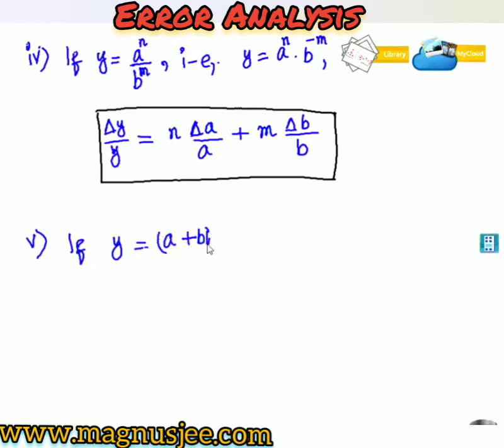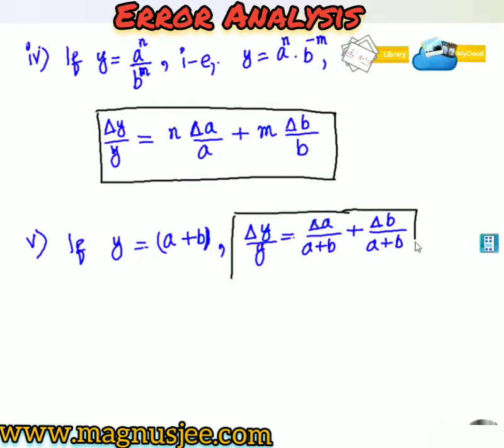Number 5 formula, if y equal a plus b, summation of two functions, then delta y by y equal delta a divided by a plus b plus delta b divided by a plus b. Both should be divided by a plus b.